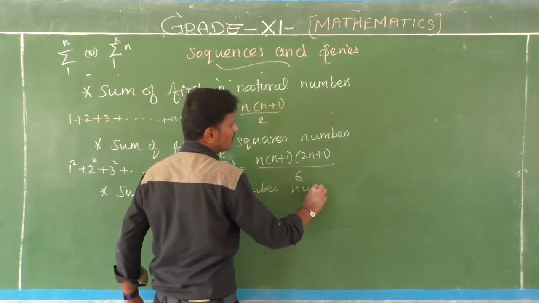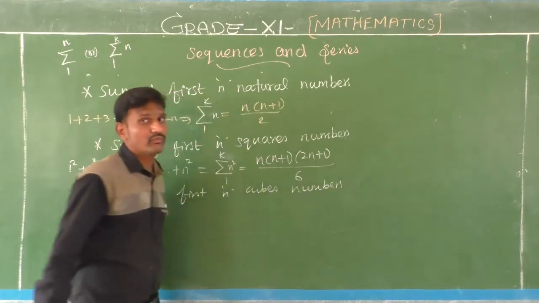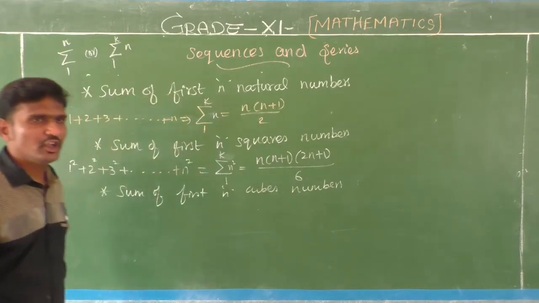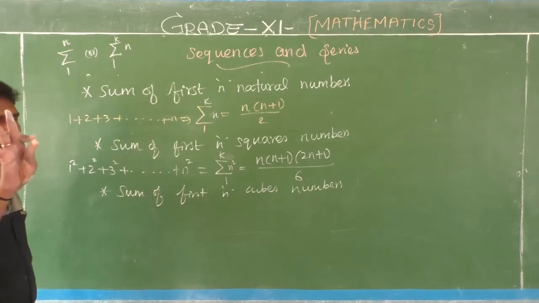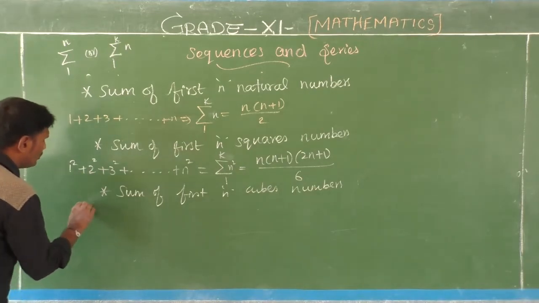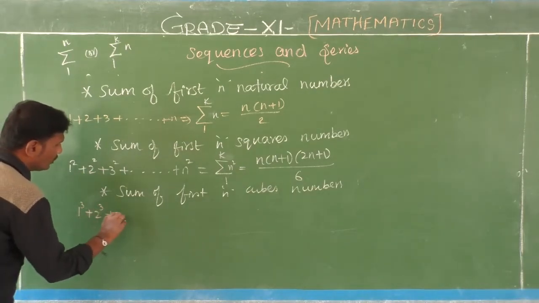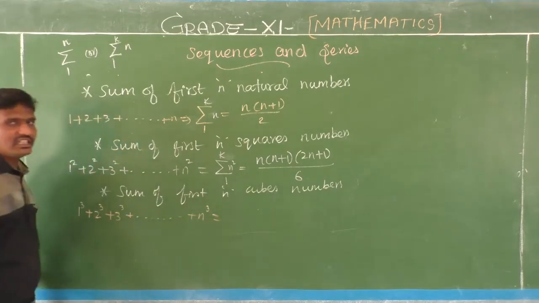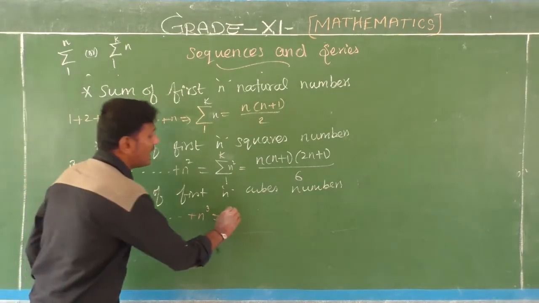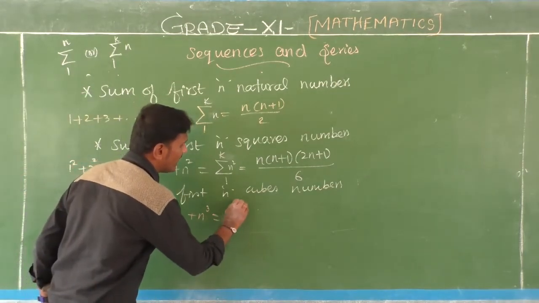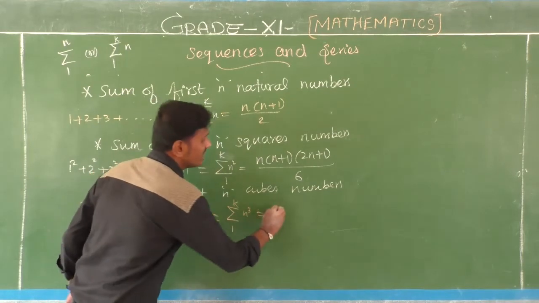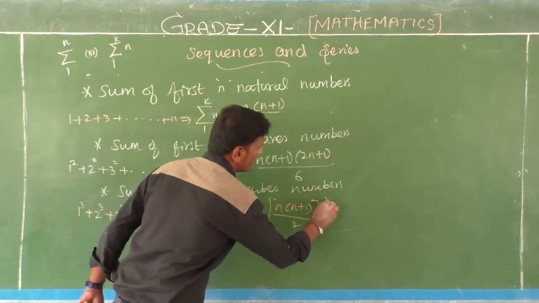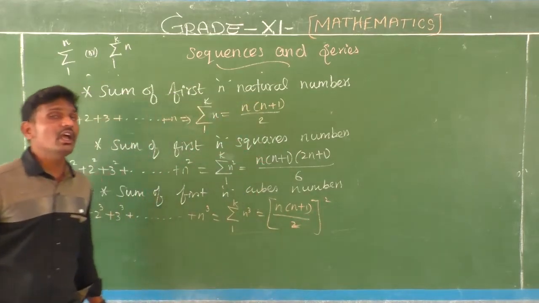Cube numbers are also natural numbers. Cube numbers means a number multiplied by itself 3 times. So you get 1 cube plus 2 cube plus 3 cube plus up to n cube, which is equal to, and before that I mention summation 1 to k, n cube, that is n into n plus 1 by 2, the whole square. n into n plus 1 by 2, the whole square.